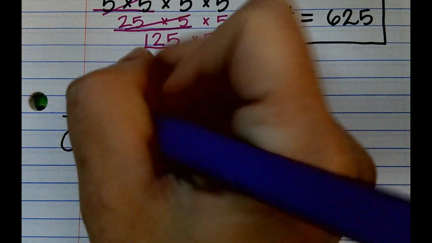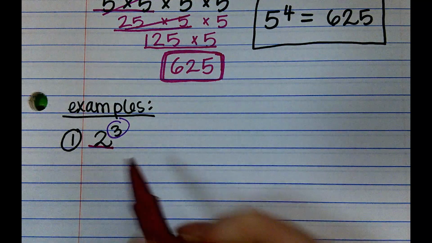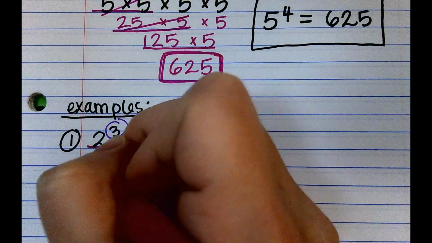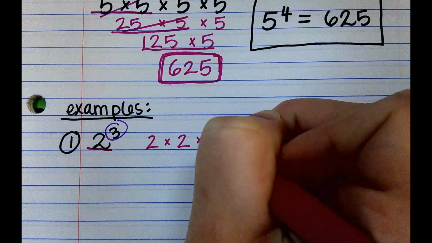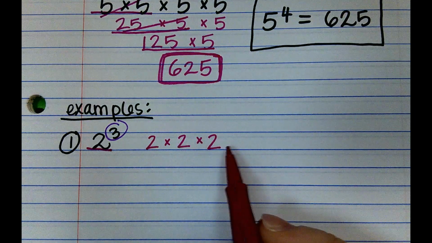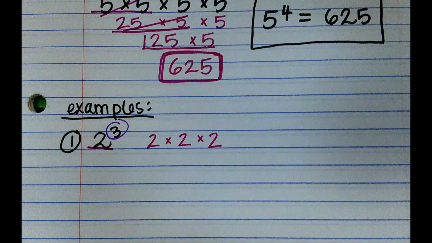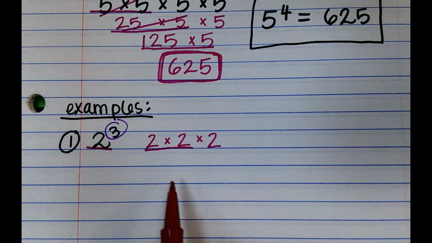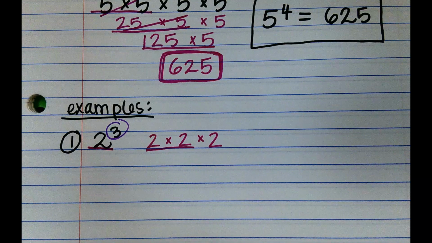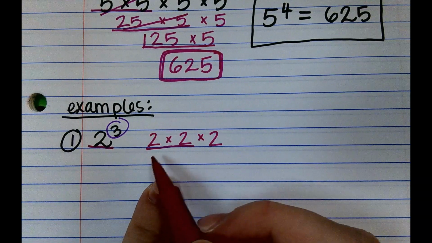3 times. So I'm going to write 2 times 2 times 2. There's 1, 2, 3 2's. 2 times 2 is 4. 4 times 2 is 8.